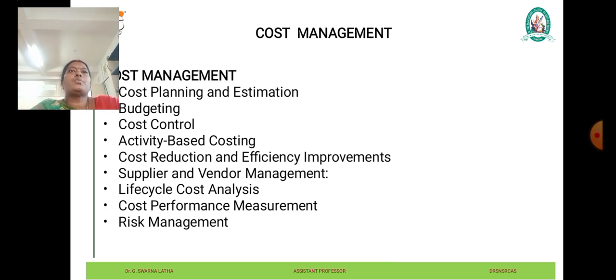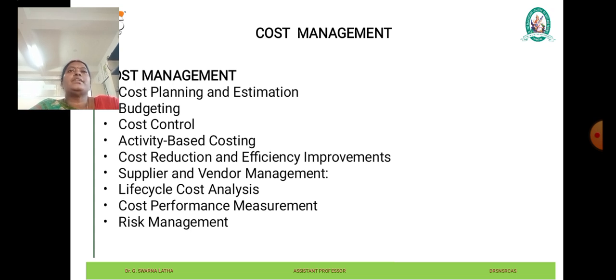Cost management is a process of planning, controlling, and optimizing cost to achieve organizational objectives while maximizing value. It involves identifying, estimating, budgeting, and controlling costs associated with various business activities, projects, or operations. Now we can see how it is implemented in production management.